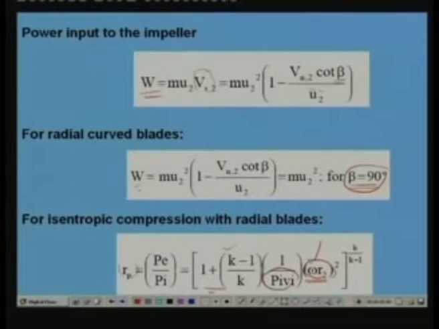That means from this expression you see that once you fix the pressure difference or the pressure ratio, then the required tip speed gets fixed irrespective of the capacity. Capacity does not come into the picture. This is the typical characteristic of a centrifugal compressor. Let us see what is the consequence of this.